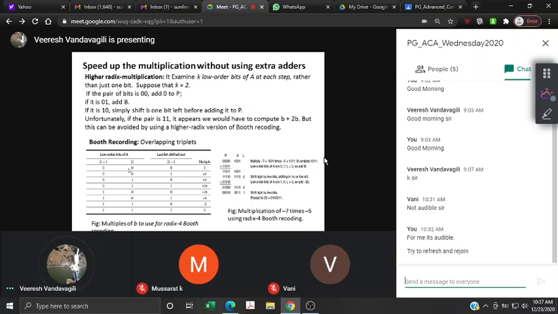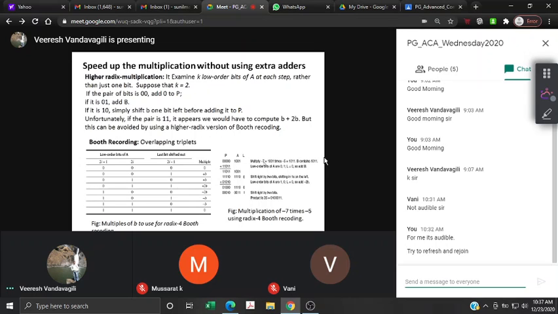If 0 0 are there, and the last bit shifted is also 0, then the multiple of B is equal to 0. Then if 0 0 and the last bit shifted is equal to 1, then plus B is added. Like that it will be there. So these are the multiples of B used for radix Booth recoding. We can see it over here. This is the P and A, and this is the L, the last bit shifted out.